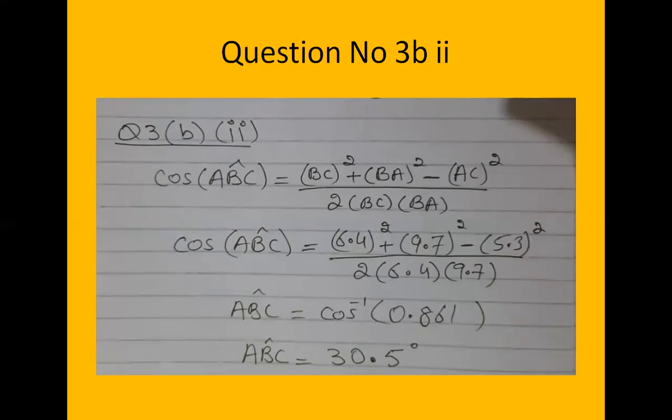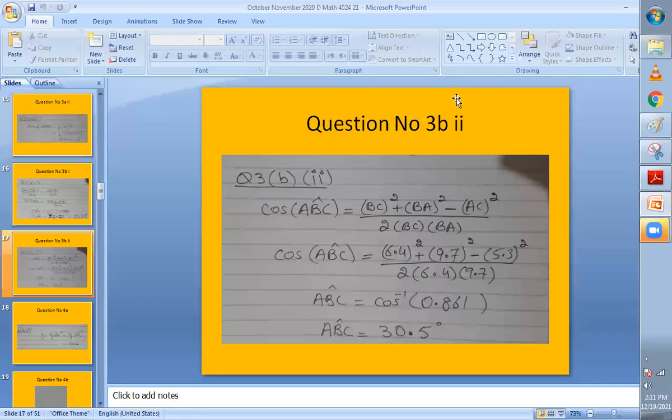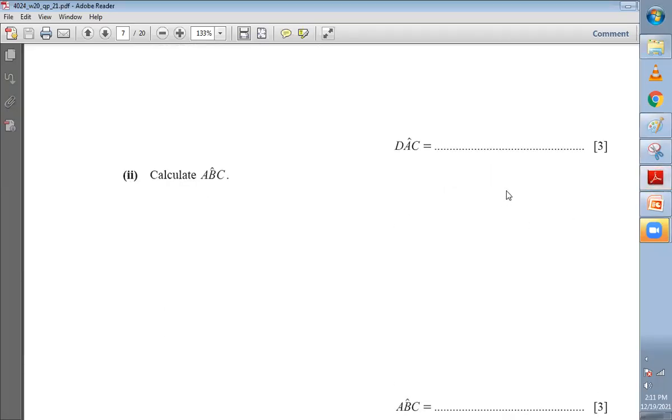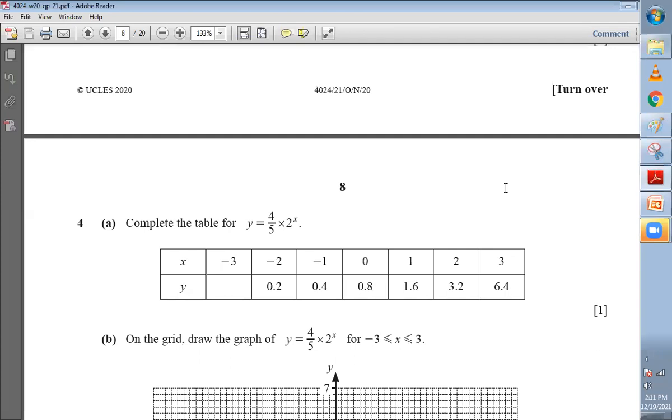Whatever you get, the answer is 0.869. Then shift cos, answer, equals, and your calculator will automatically take cos inverse of the 0.869, and that will be 30.5 degrees. So the angle ABC is 30.5 degrees. Hopefully you understand how this is being done. Okay, so that was the second part, and that's it.